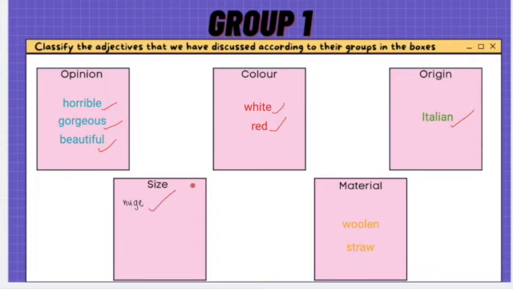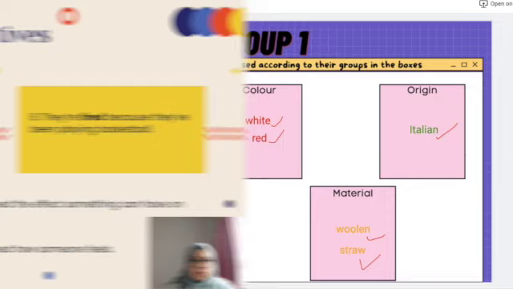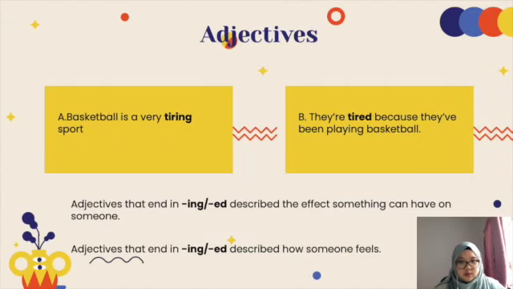Huge is the same as big. Material, we have woolen and also straw. So very good. We have all the correct classifications of the adjectives. Good job, everyone. Here are the other forms of adjectives where we have the ing and also ed forms.